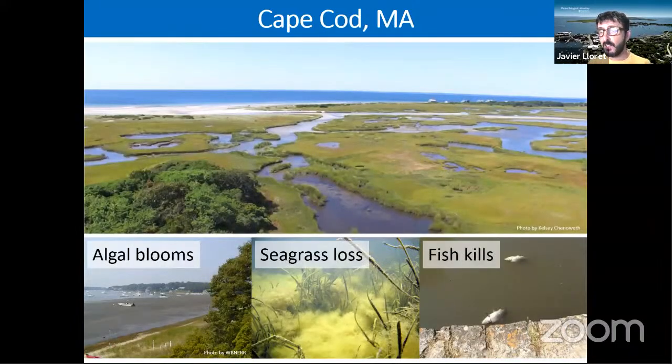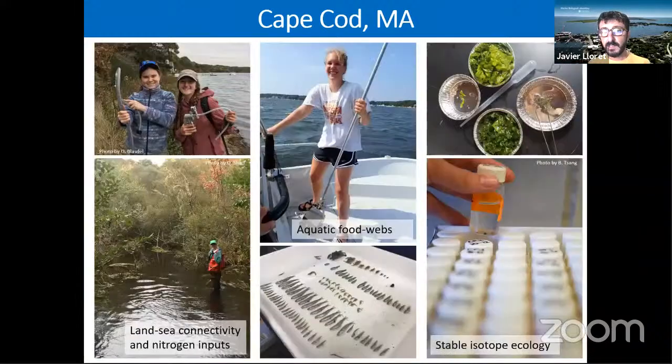And of course, as in many other areas in New England and across the world, we have experienced here on the Cape large algal blooms like the one in this photo, losses of seagrass, fish kills, etc. We have pretty much integrated this topic of nitrogen pollution and eutrophication into the SES program. And we use the local estuaries and ponds to learn things about, for example, the connectivity between land and sea, and calculate and measure inputs of nitrogen to estuaries and systems across the Cape.